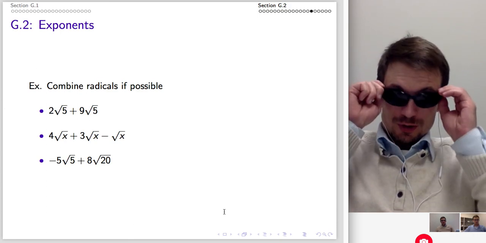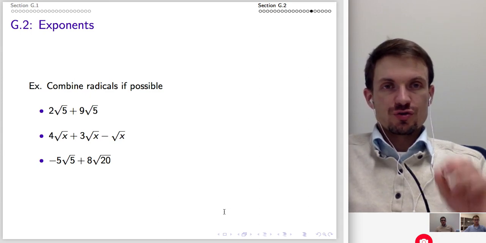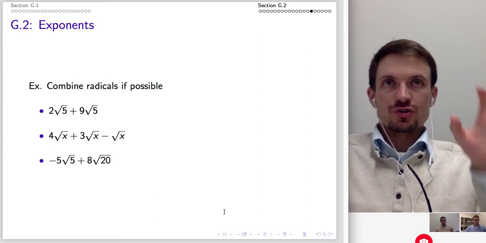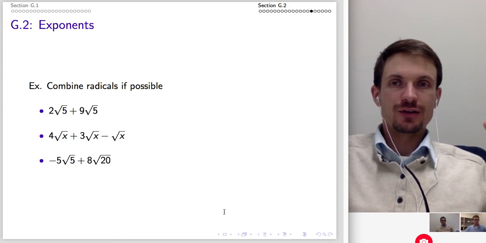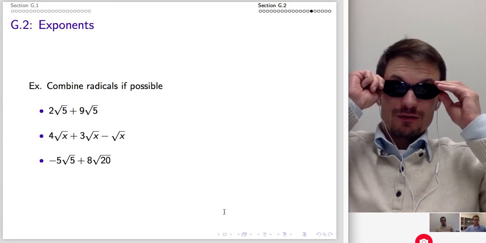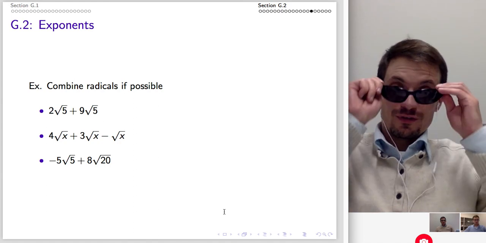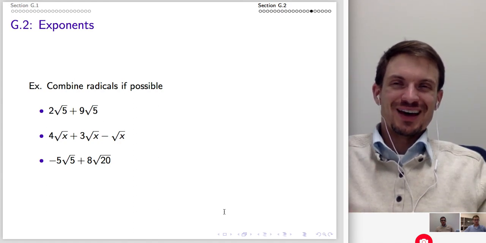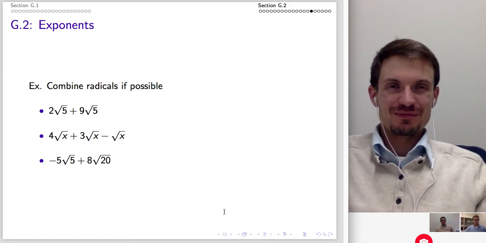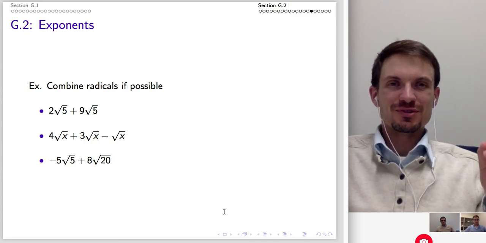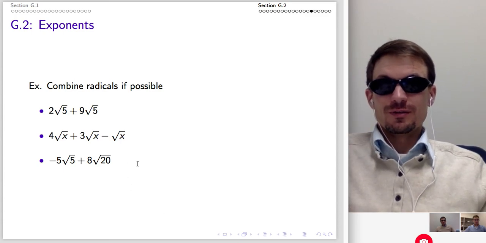Okay, so the next thing we want to do is think about combining radicals. The basic intuition is that you can treat the square root of something as one entity, one object, and then use all your intuition from combining like terms. The example I have is 2 square root of 5 plus 9 square root of 5. You can just think of this as 2 times something plus 9 times something. That's 11 times something. What's that something? Square root of 5. So it's 11 square root of 5.